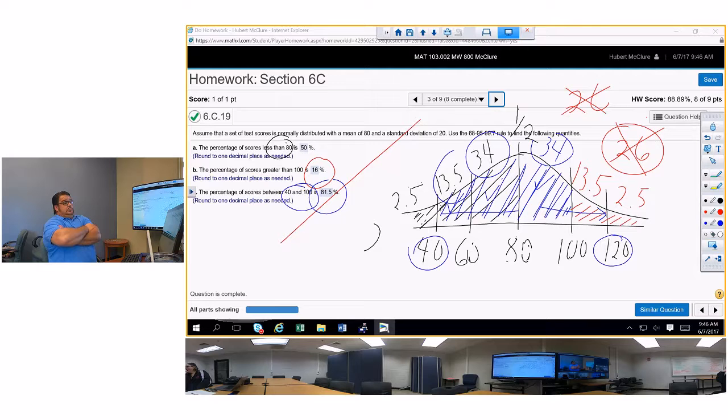So what do you have to do on the empirical rule? You have to draw a picture. You have to put in the mean and the standard deviation. And then you have to look and see what it's asking for and fill in and add the percentages up. And it's always 2.5, 13.5, 34, 34, 13.5, and 2.5. And whatever they ask you, you add up those percentages. Okay? And I'm going to go over number 6.